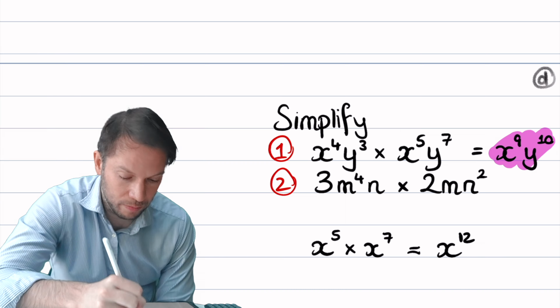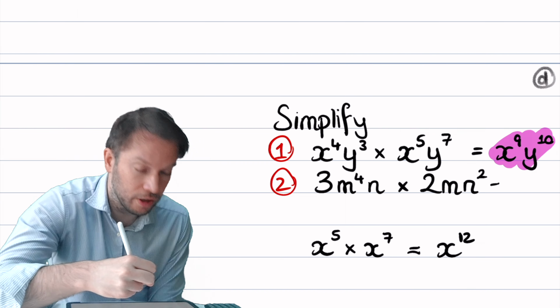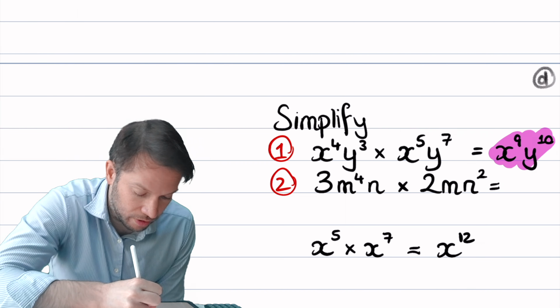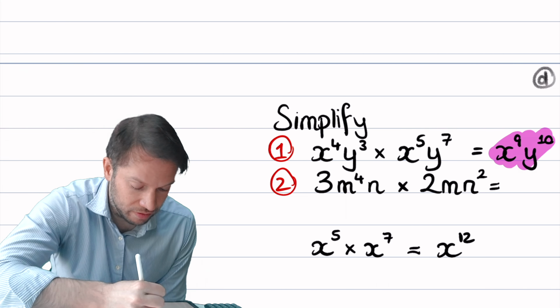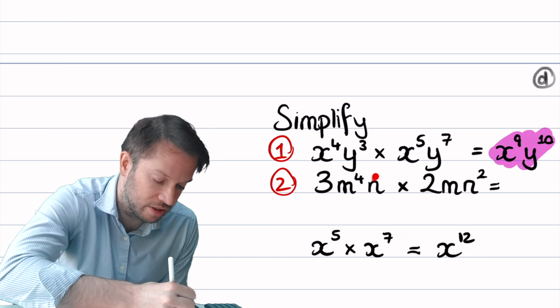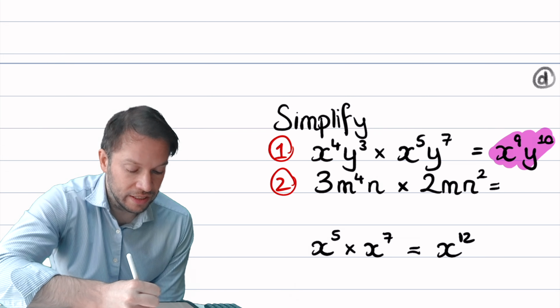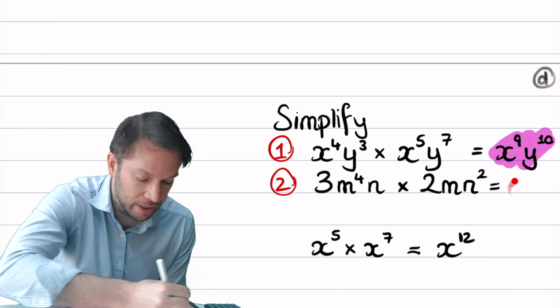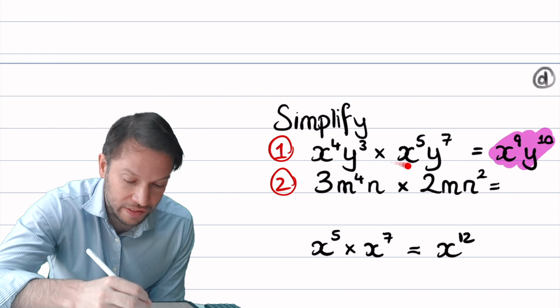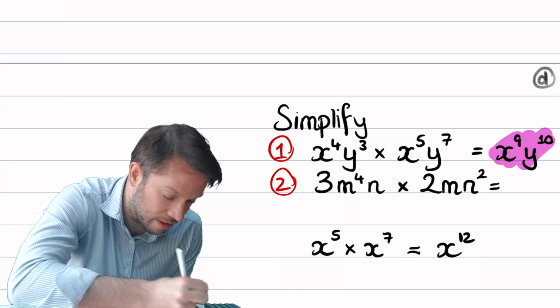Now, what about the second one? The only difference here is that we've also got numbers on the front. You can see we've got this 3 and the 2. And again, this is just ultimately all being multiplied together. It's 3 times m to the 4 times n times 2 times m times n squared. So I'm going to deal with the 3 times the 2 first. We always put the number on the front, don't we? The constant. 3 times 2 is 6, so we've got 6.